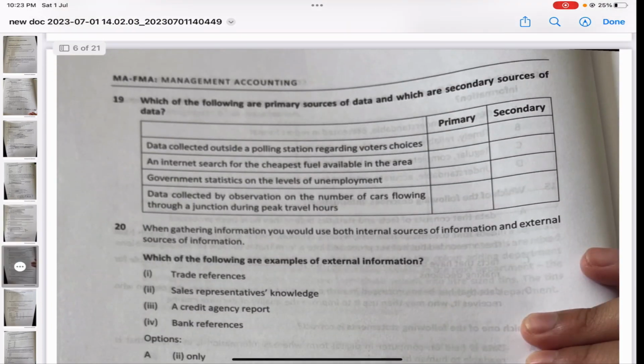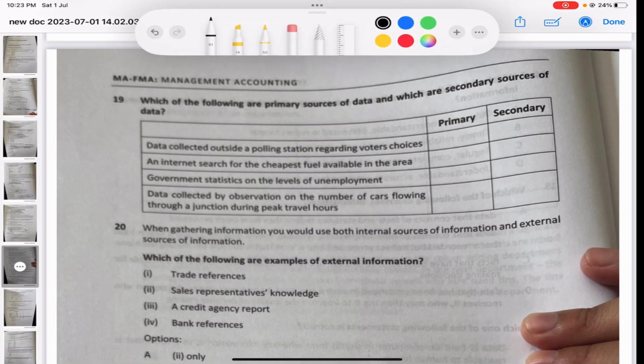Which of the following are primary sources of data and which are secondary sources of data? Data collected outside a polling station regarding voter choices. That is the first time you are collecting information, so that would be primary. An internet search for the cheapest fuel available. Internet is always a secondary thing, right?